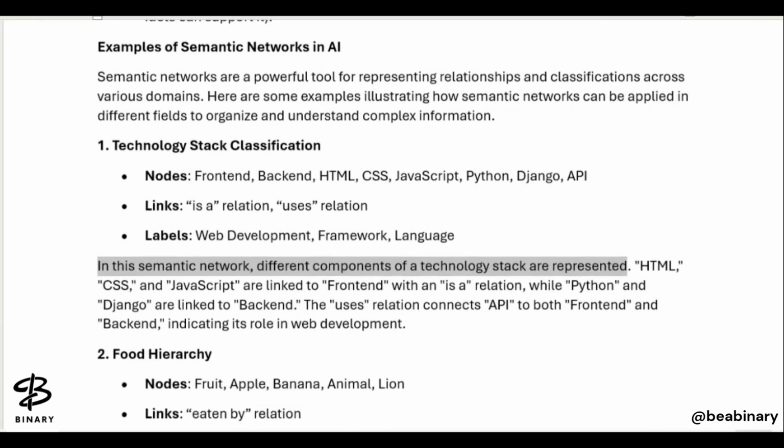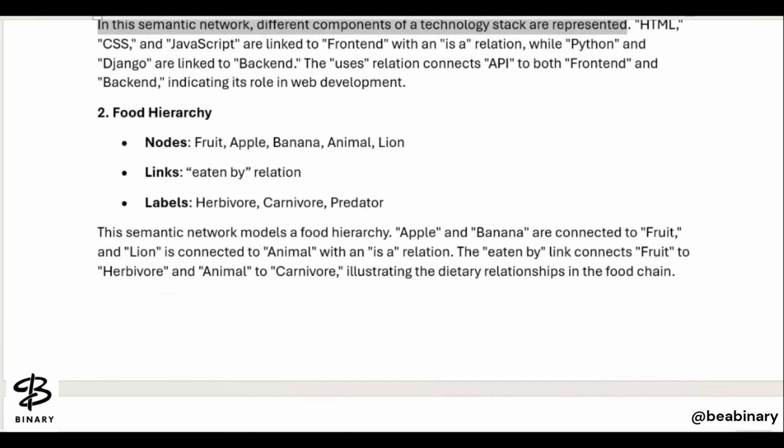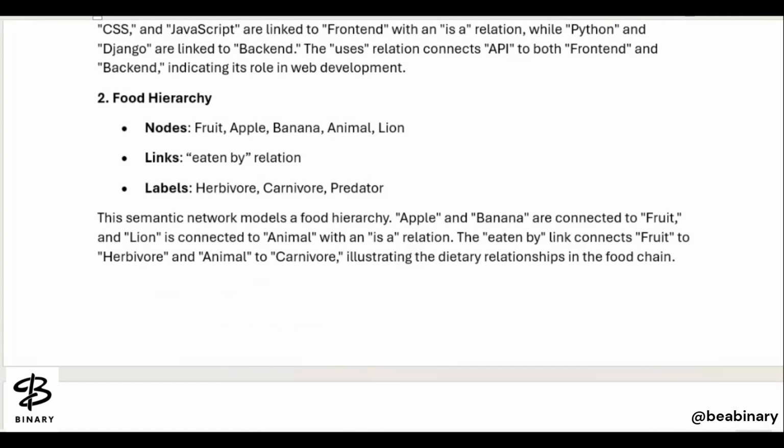Then in the food hierarchy, we are talking about the semantic network. Simply, we are defining the nodes with the names of a fruit. The fruit can be an apple or a banana, or an animal, or a lion, right? In terms of a food hierarchy. Then we are talking about the links, eaten by. Then we are talking about the herbivores, the carnivores, or the predators.